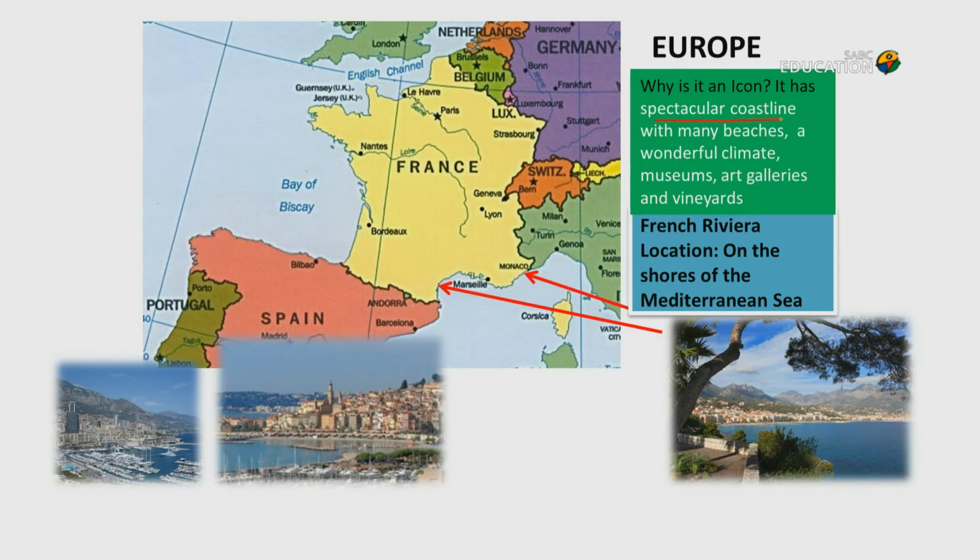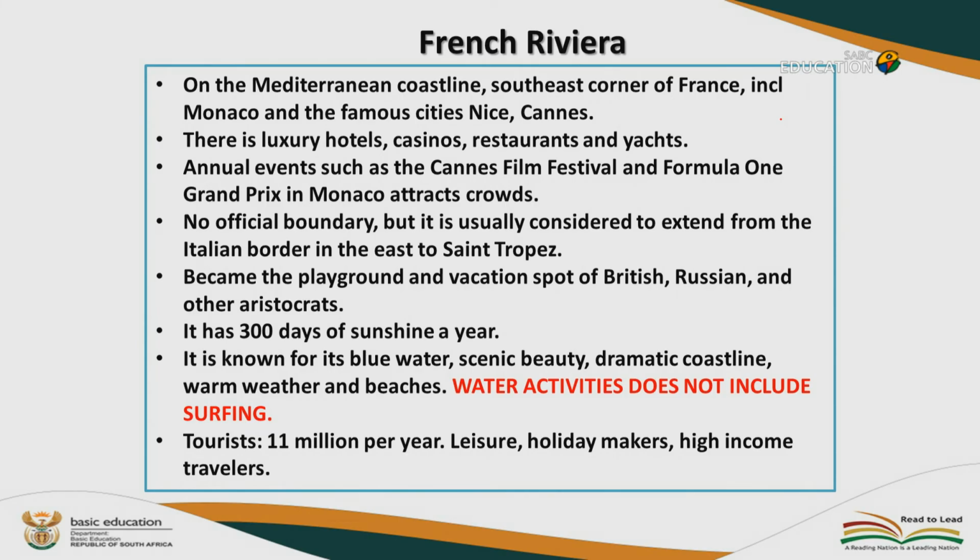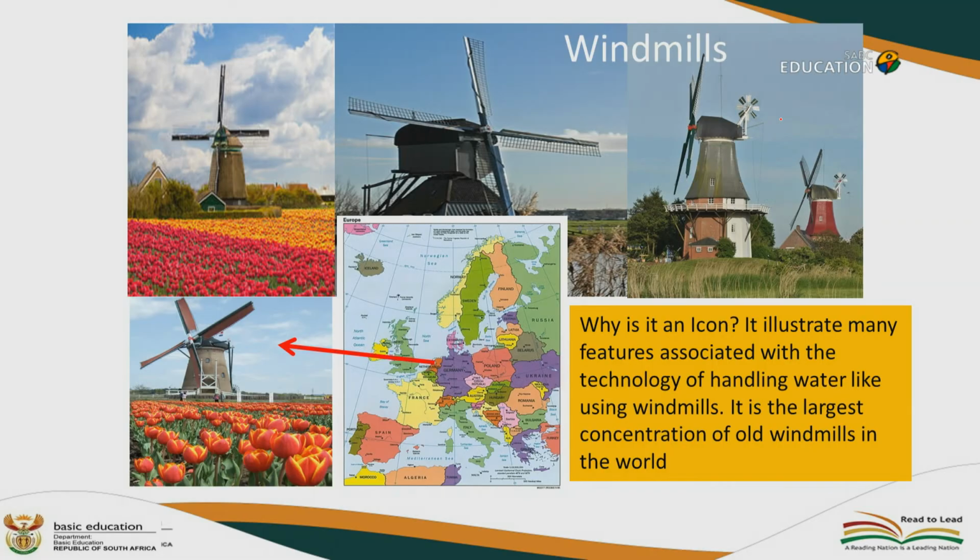Remember we were saying an icon can be a building, it can be natural, it can be man-made. This one is made up of a spectacular coastline. It means when you visit Paris, when you want to see the warm beaches, you visit the French Riviera. This is the history behind the French Riviera. Water activities are done there. You can classify the French Riviera as an attraction.